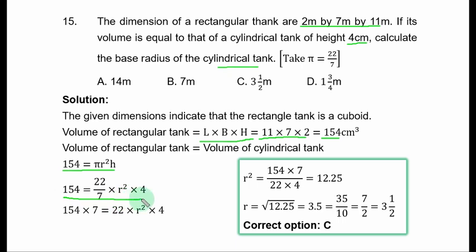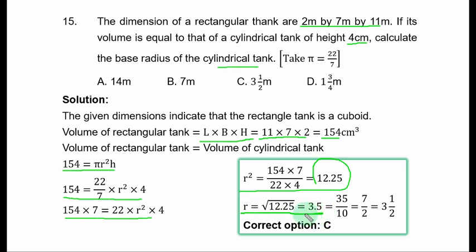To clear the fraction, multiply through by 7. You have this result. To get r squared, divide both sides by 22 times 4. You have r squared equal to this. If you divide, you have 12.25. To get r, take the root of both sides. So r is equal to the square root of 12.25, and that is 3.5.